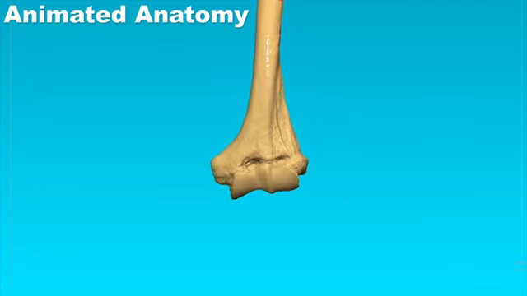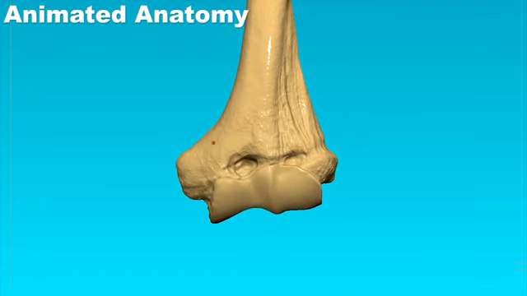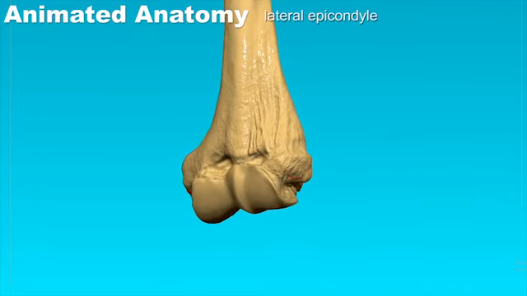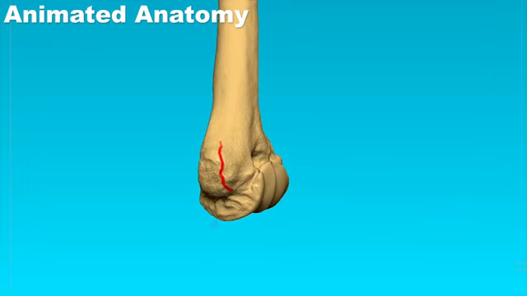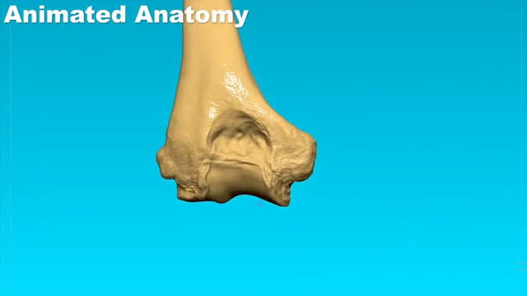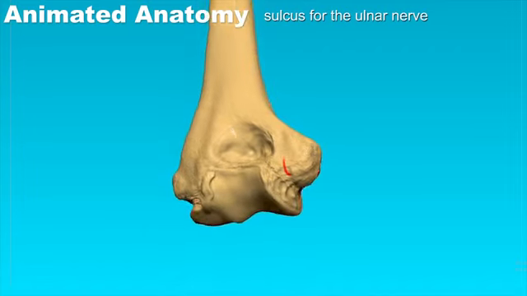If we look at the bone in its lower portion, we will see here the medial epicondyle, and here the lateral epicondyle. This one is smaller, and this one is larger. We can also find here the sulcus for the ulnar nerve.